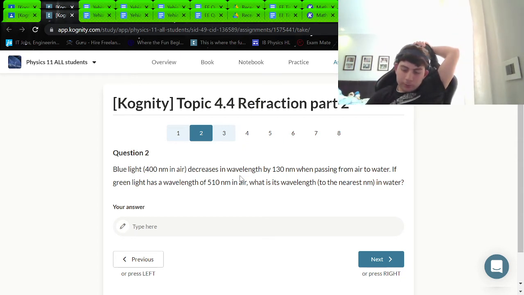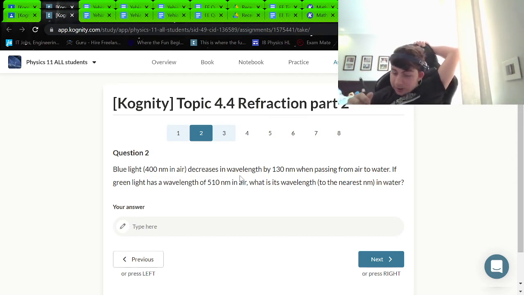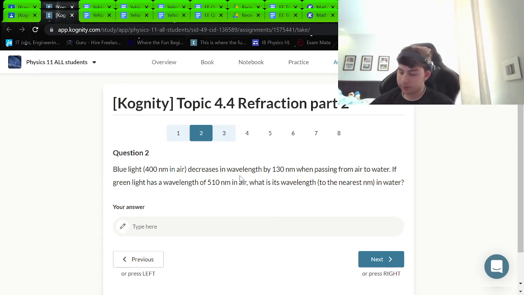So 400 is the z over f, 3 times 10 to the 8. And 510 is also 3 times 10 to the 8. Then you divide both of them by 3 times 10 to the 8, and it just says it decreases by whatever. So 400. Let's just do this. Right? 400 divided by 3 times 10 to the power of 8. Okay. That weird number. Oh, it's 400 nanometers.